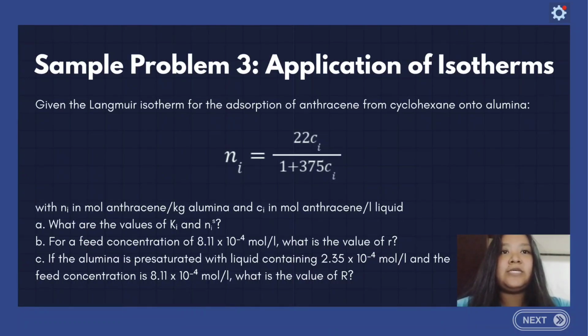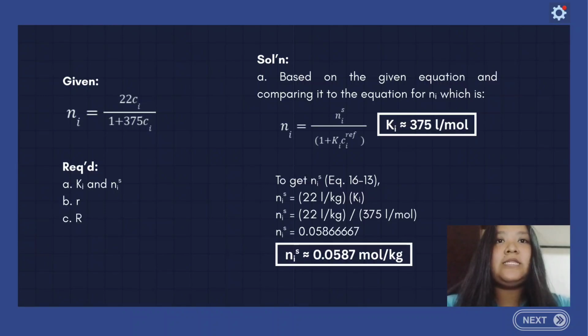C. If the alumina is pre-saturated with liquid containing 2.35 times 10 raised to negative 4 moles per liter, and the feed concentration is 8.11 times 10 raised to negative 4 moles per liter, what is the value of the separation factor, capital R? The given for this problem is the Langmuir isotherm equation only. The required values are the K sub I, Ns sub I, and the separation factor in different conditions.